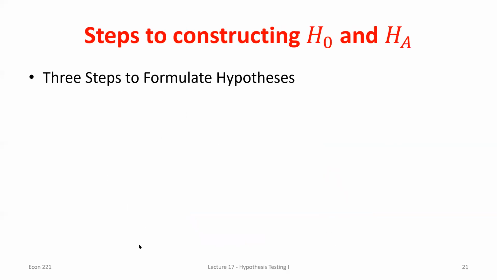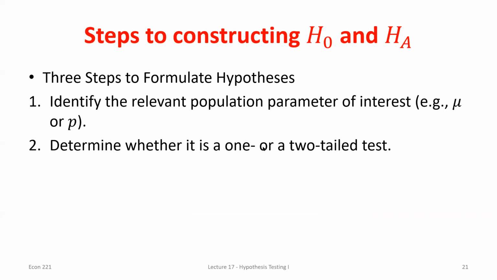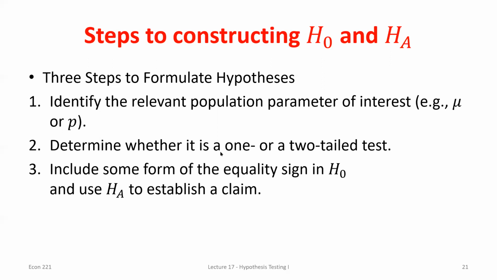So what are our steps going to be? First, are we talking about a mean or a proportion, right? We identify what population parameter we're looking at. Then determine whether it's a one or two-sided test. So write out your null and alternative hypothesis and figure out: do I have a one or two-tailed test? Do I have a right or left-tailed, or greater than or less than? That's the next step.